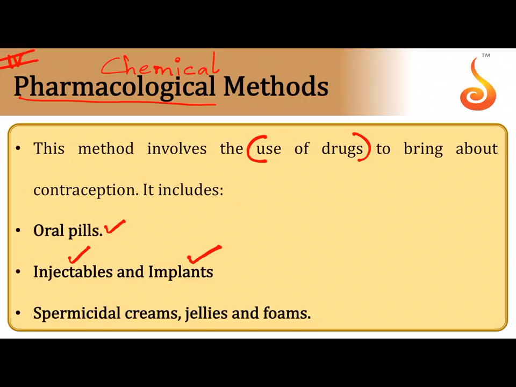Implantation, where certain small devices are implanted underneath the skin and they last for a very long duration. Their effective periods are much longer when compared to the oral pill. Then we have the spermicidal cream or spermicidal jelly or spermicidal foam. So these are the three different types of pharmacological or chemical interventions or chemical methods of birth control. We shall be discussing each one of these one by one in detail, and let us see how they work.